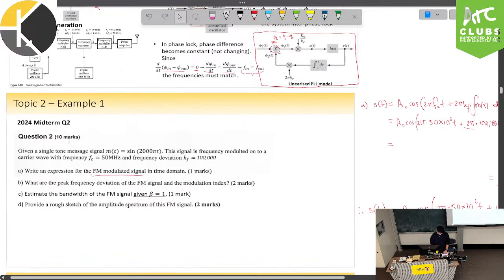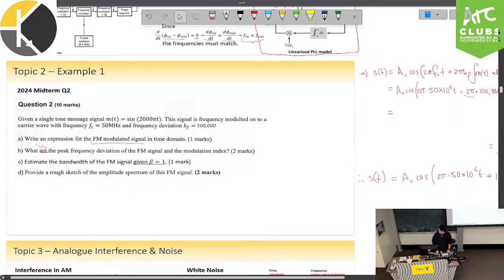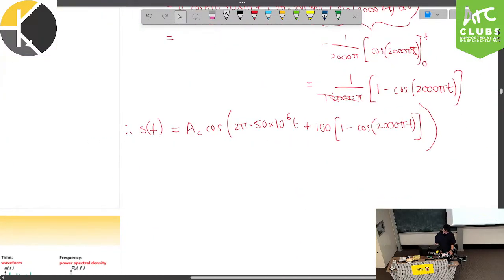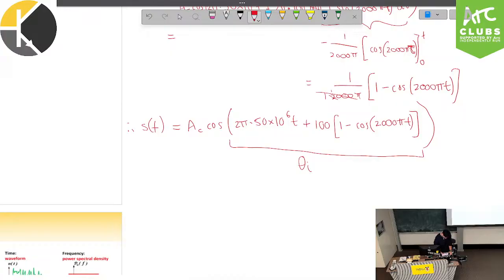Alright. Part B. What is the peak frequency deviation of this FM signal, and what is the modulation index? So if we recall, this part here denotes our instantaneous phase. To find our instantaneous frequency, this will be the derivative of our instantaneous phase. So taking the derivative of this, we would get 2π times 50 megahertz. This constant term will disappear, and we'll be left with the derivative of this cosine term. So that will give you plus 200,000π sine of 2000πt.